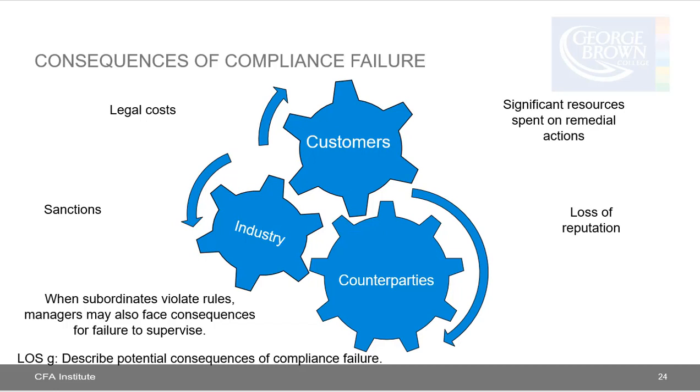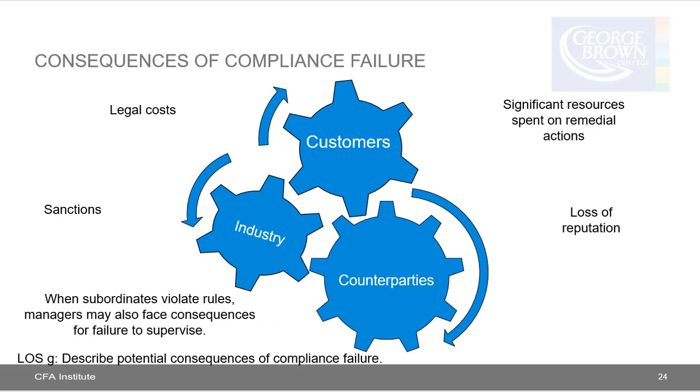Sanctions for individuals may include fines, imprisonment, loss of license, and a lifetime ban from the investment industry. When subordinates violate rules, managers may also face consequences for failure to supervise. Companies can also face sanctions, including fines, loss of licenses, and forced closure. Compliance failures affect more than just the company and its employees. Customers and counterparties can be harmed, and trust in the investment industry and financial markets damaged. Customers may lose their life savings, and counterparties may suffer losses.